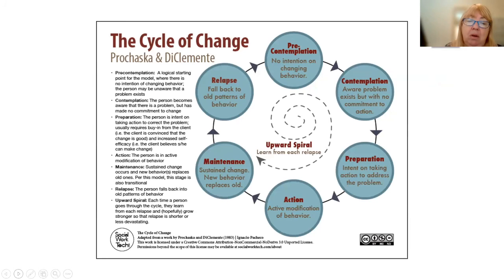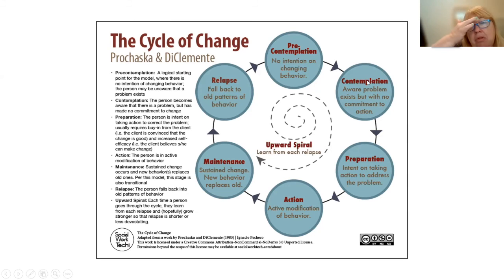So here's my cycle. Okay, we start with pre-contemplation. It's the starting point when there is no intention of changing behavior. So someone's just merrily going about their own business, not really thinking about it at all. Or they might even know it's a problem. Okay, so obviously when we're looking at smoking or drinking, they might not see it as a problem until they read something, or something comes to their mind, or someone else gets sick. They might get that sort of idea.